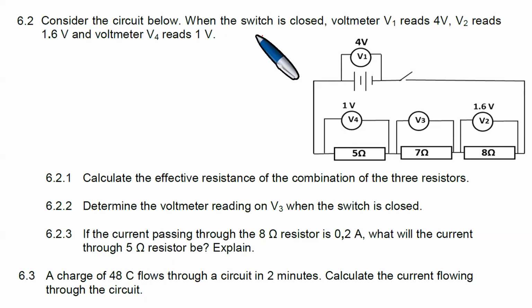Consider the circuit below when the switch is closed. Voltmeter V1 reads 4 volts, V2 reads 1,6 volts and V4 reads 1 volt. Calculate the effective resistance of the combination of the 3 resistors.